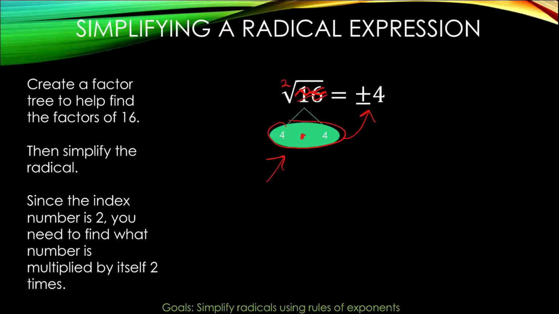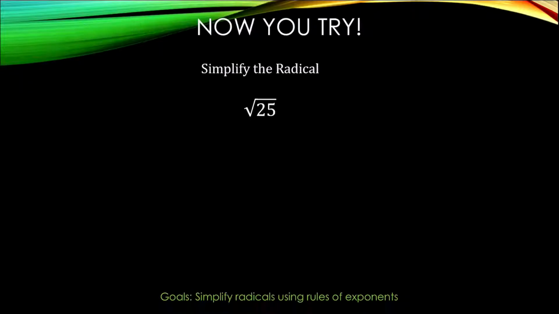If you notice, though, you see that I have this plus or minus 4. That's because I don't know if it's a positive 4 multiplied by a positive 4 to get 16, or if it's negative 4 multiplied by negative 4 to get a positive 16. So we have to say plus or minus because we don't know. We have to cover both bases.